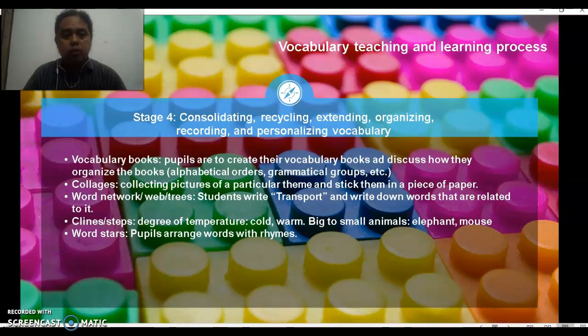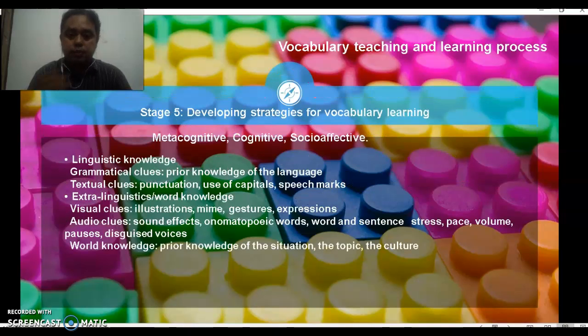Students write a word, for example, transport, and then they write the words that are related to transport. Clines or steps about degree of temperature. For example, cold all the way to warm, or big to small animals, elephants all the way to mouse. Word stars. Pupils arrange words with rhymes.